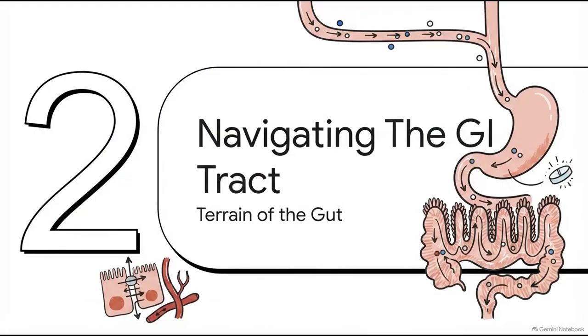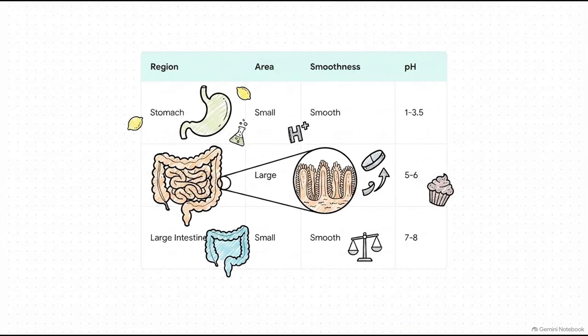Now that we understand the ADME flow, let's move right along to Section 2, Navigating the GI Tract, where we'll look at the physical terrain of the gut. To truly understand absorption, you absolutely have to know the terrain. Take a look at how these 3 regions differ. We can use a really simple memory trick here. Sour stomach, sweet spot small intestine, and slightly basic large intestine.